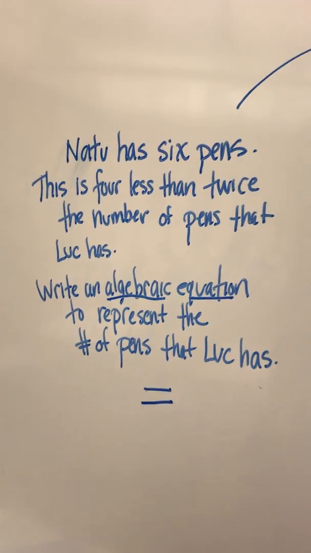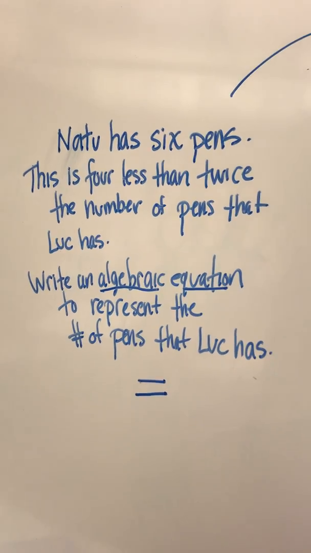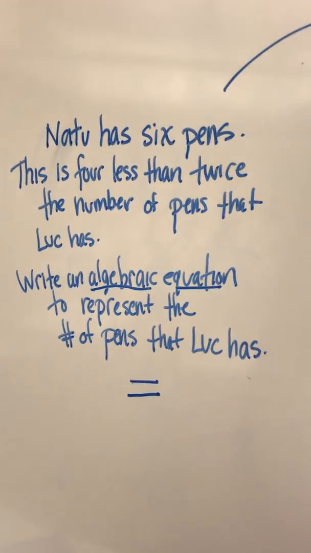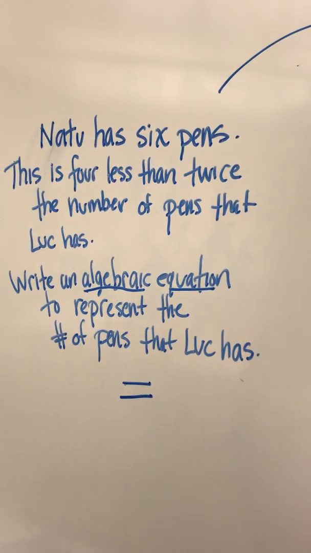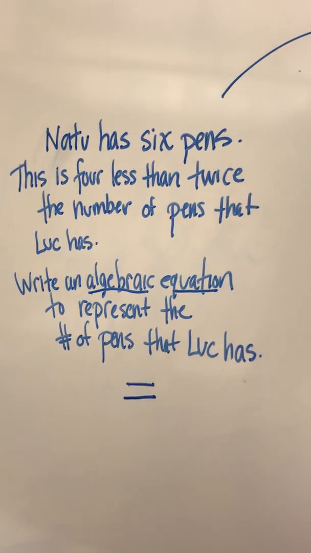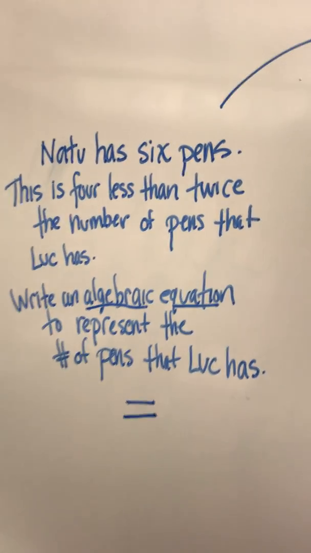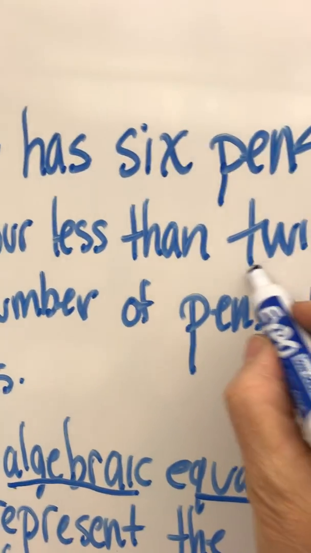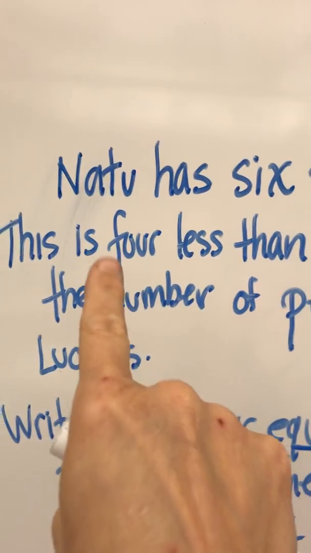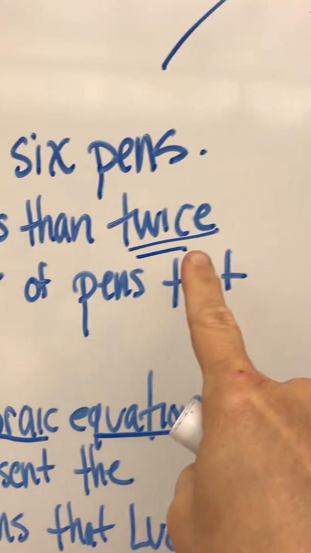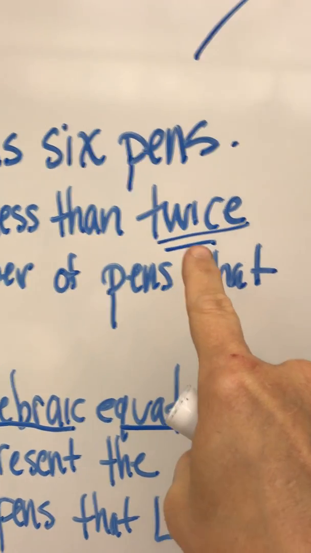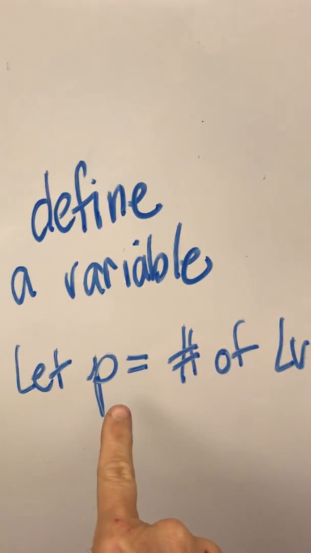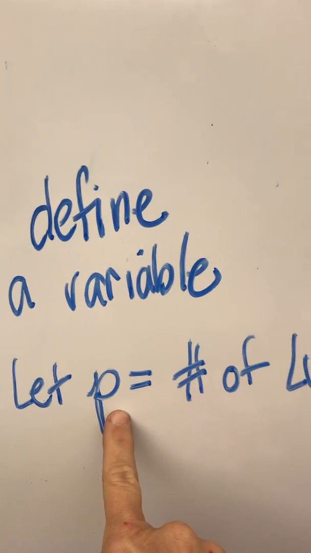This is 6 equals 4 less than twice the number of pens that Luke has. 4 less than twice the number of pens. So ask yourself, what does twice tell us to do? And then what about this 4 less than that amount? Yeah, twice says multiply by 2. So we're going to come back over here and we're going to look at our variable. We're letting Luke's pens equal P.